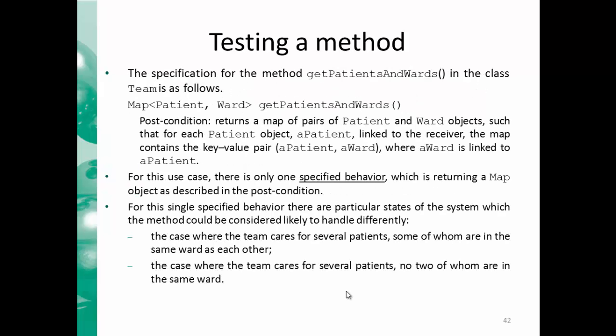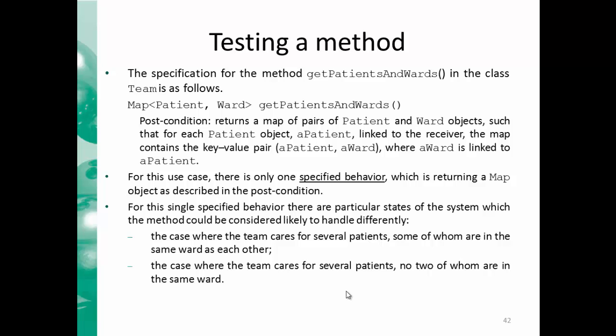So now, as an example of testing a method, we will take a method from the hospital system, getPatientAndWards. And this method is a method of class Team. So in the Team class, we have the method getPatientAndWards that doesn't take any parameter. We want to demonstrate how we are testing methods based on this particular method.